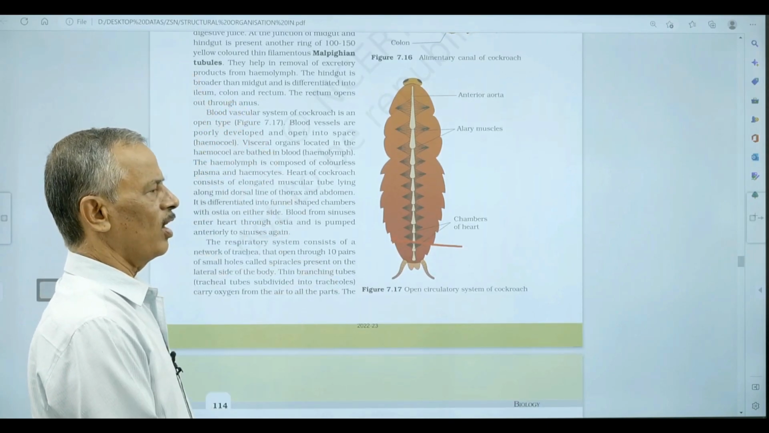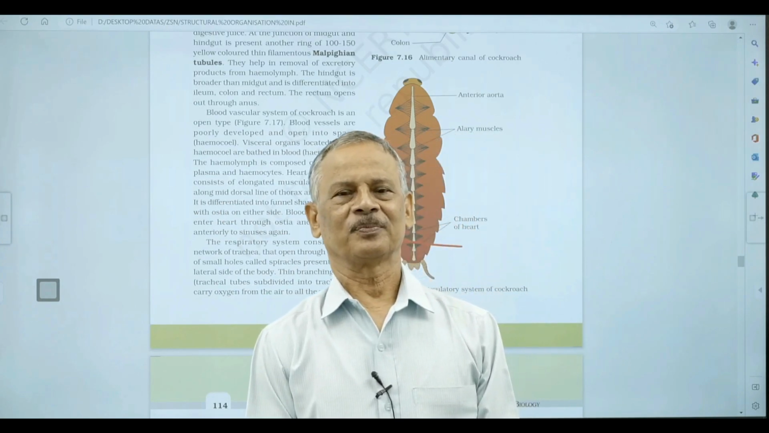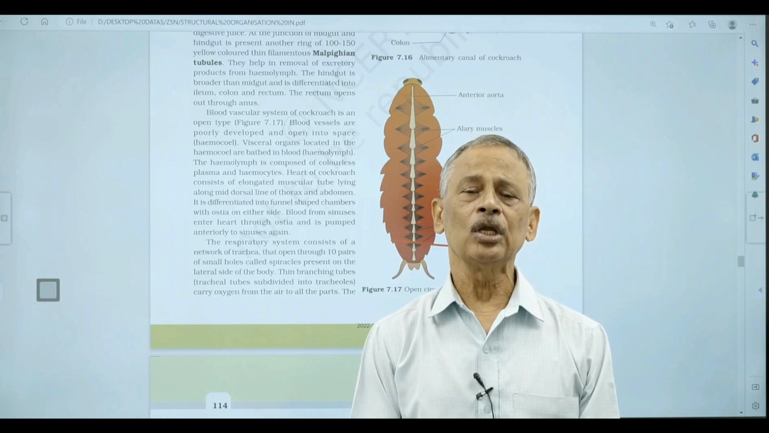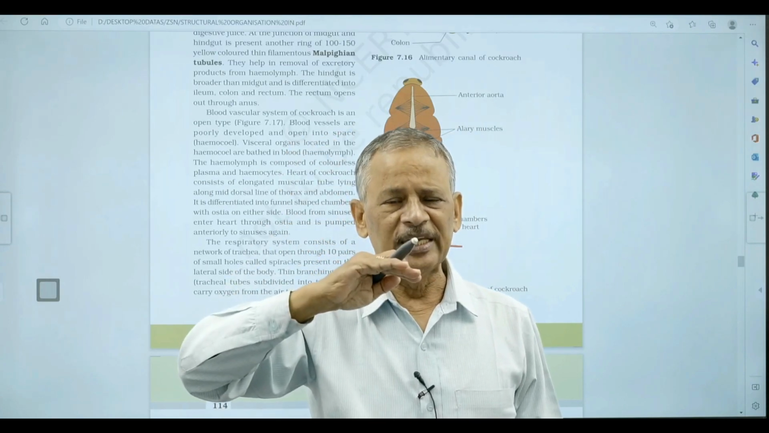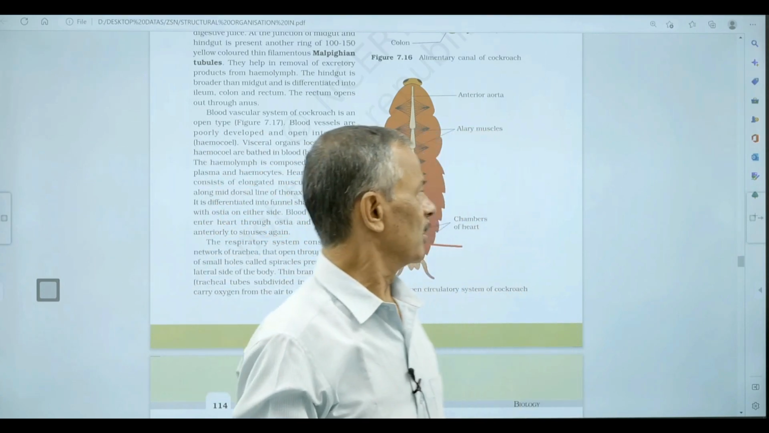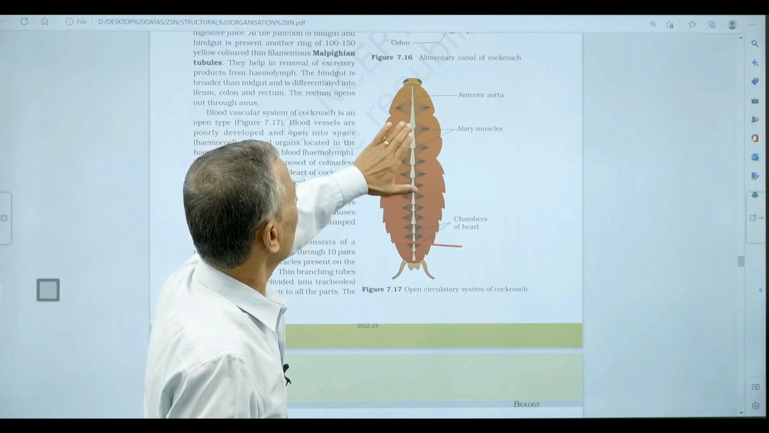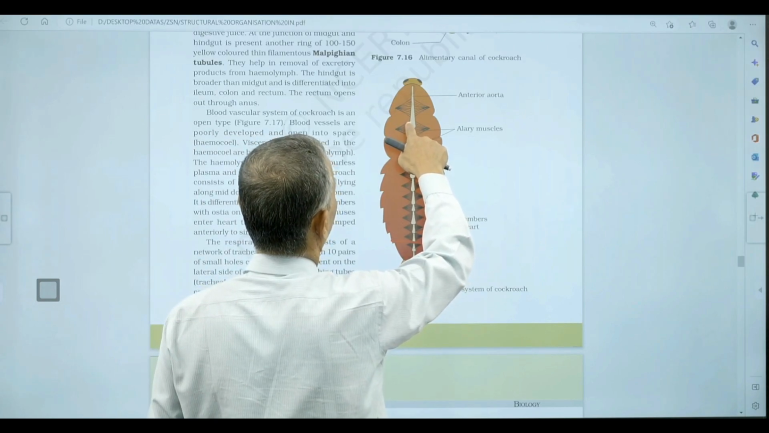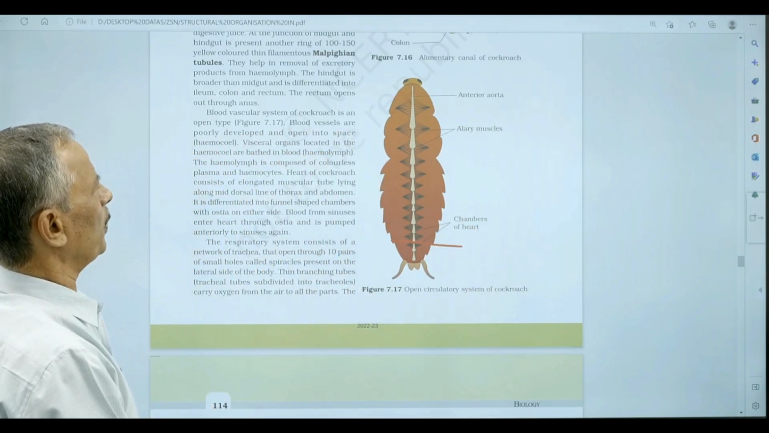Now, blood vascular system. It is open type. There are no blood vessels. But there is a heart. A 13-chambered heart lying above the alimentary canal. So it is dorsal. Just beneath the tergites, you have a tubular heart made up of 13 chambers. 10 chambers are present in the abdomen and 3 are in the thorax. The first chamber extends anteriorly into a small tube called anterior aorta that opens into the head sinus.